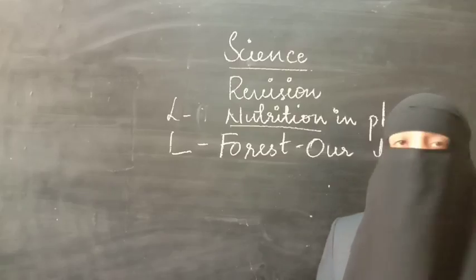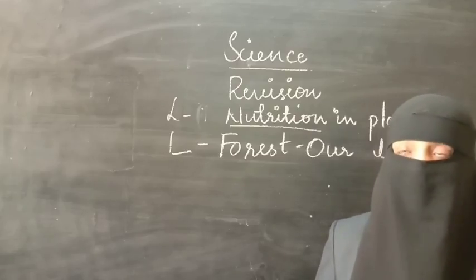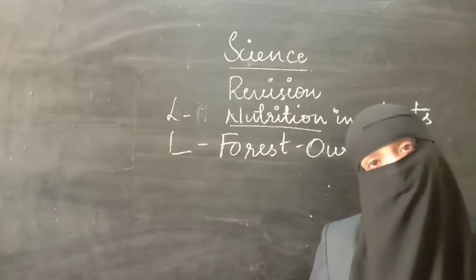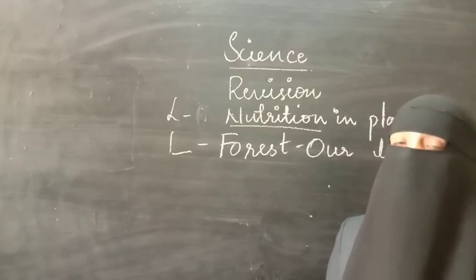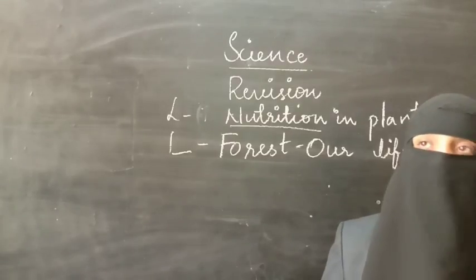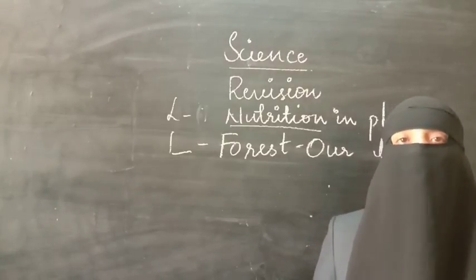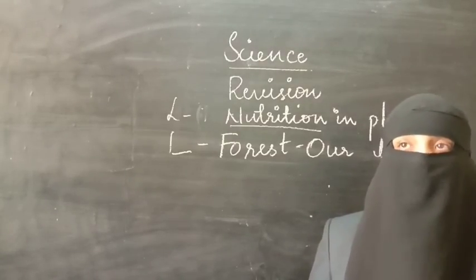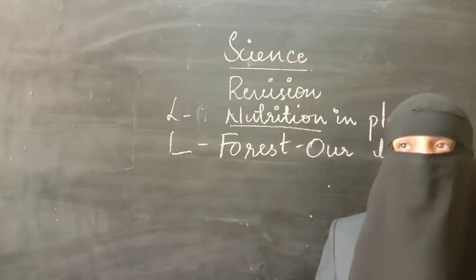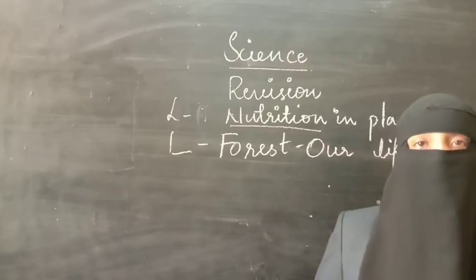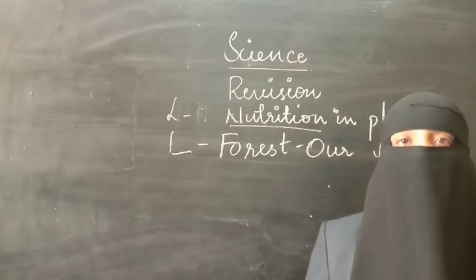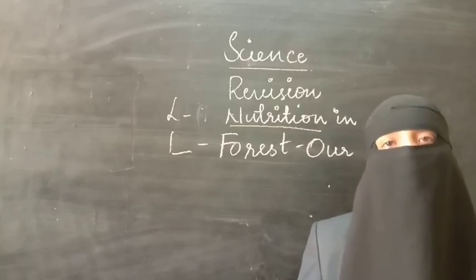And what else? We have learnt about autotrophic nutrition. In autotrophic nutrition, plants can prepare their own food and obtain their own nutrients. The second one is heterotrophic nutrition. In that, we have learnt about saprophytic nutrition, parasitic nutrition, and insectivorous plants. In heterotrophic nutrition, plants cannot prepare their own food and cannot obtain their own nutrients.